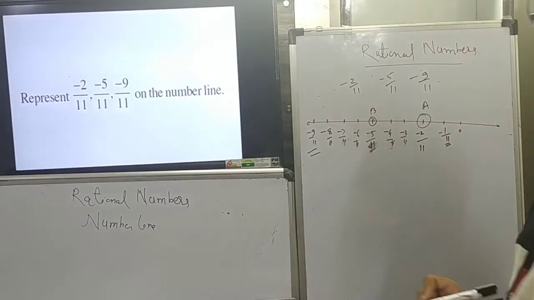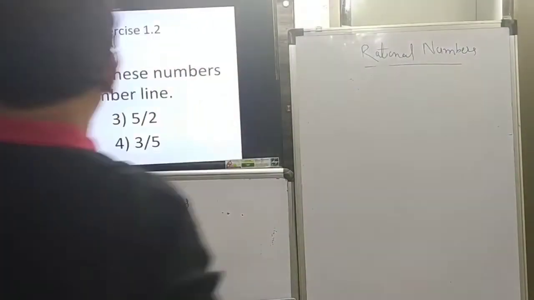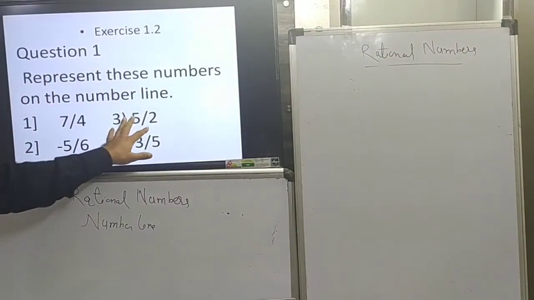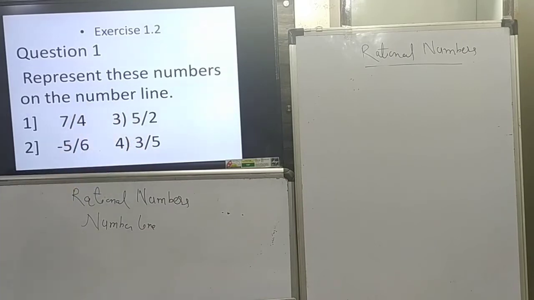So this is how to represent negative rational numbers. Now you can do this problem yourself. How to represent 7 by 4, 5 by 2, minus 5 by 6, 3 by 5 on the number line.